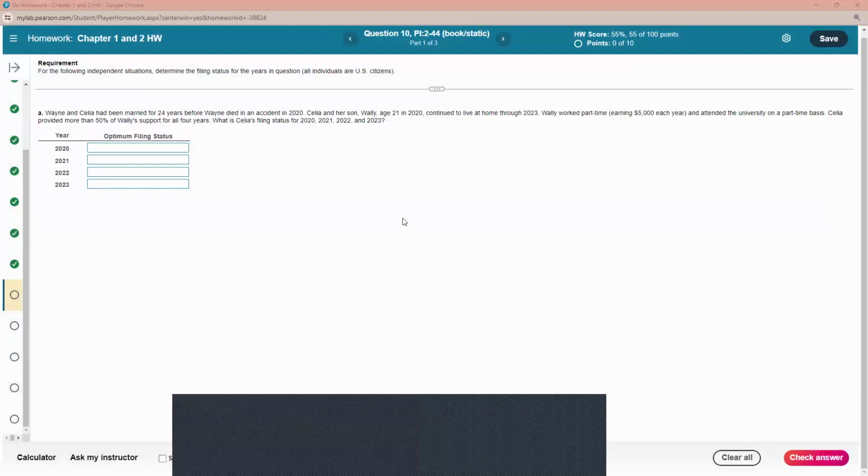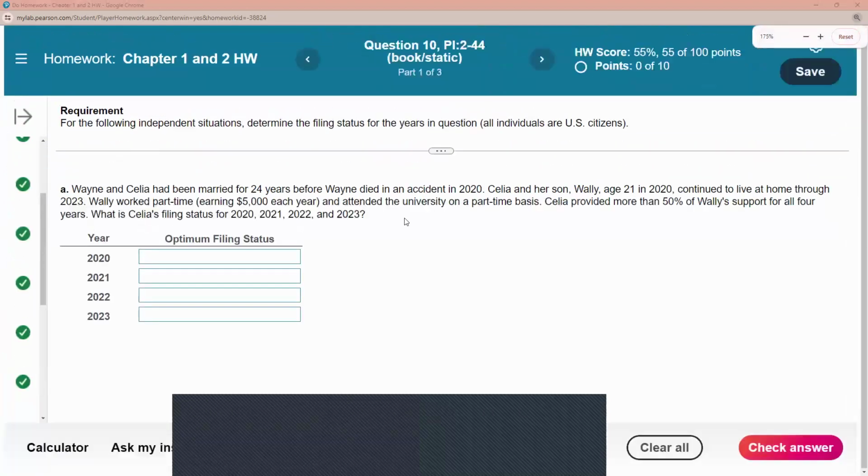All right. So one of the other key things, in addition to determining whether or not an individual is a dependent, is you need to be able to determine the correct filing status. So here we have, for the following independent situations, determine the filing status for the years in question. All individuals are U.S. citizens. So here it asks, what is Celia's filing status for 2020, 2021, 2022, and 2023?